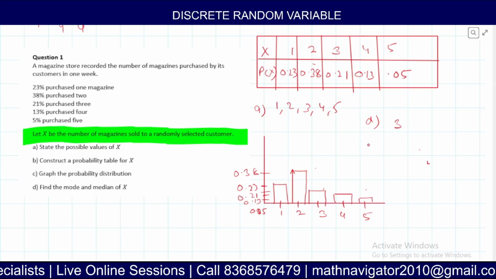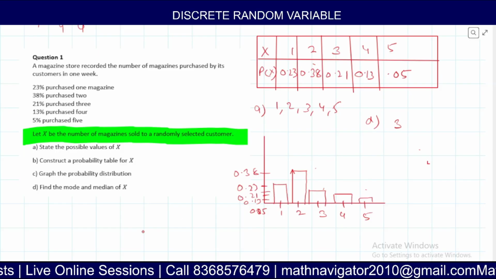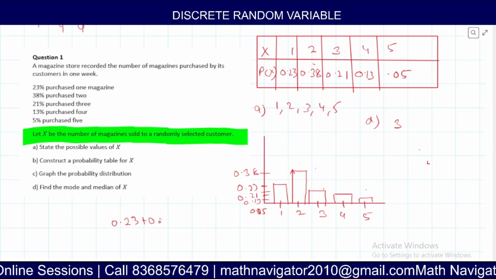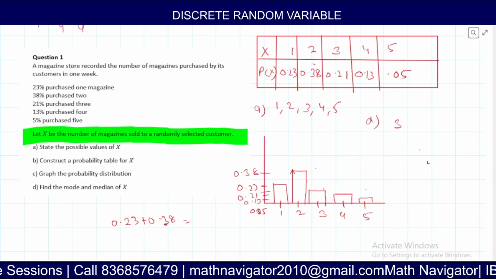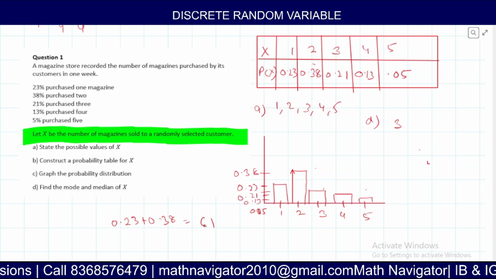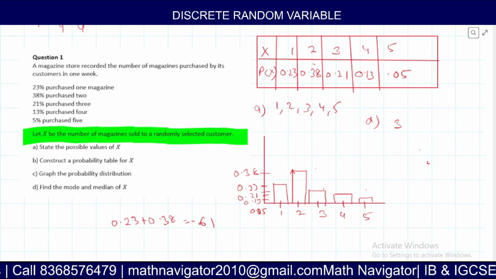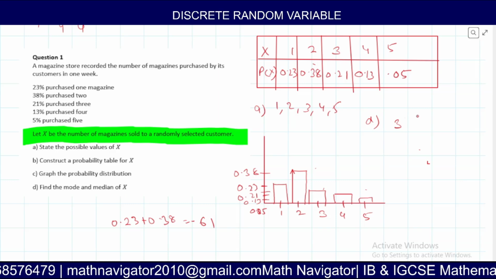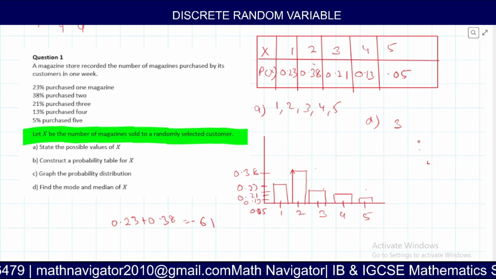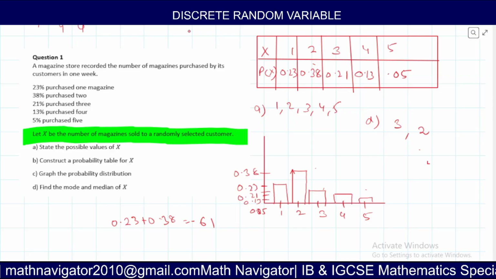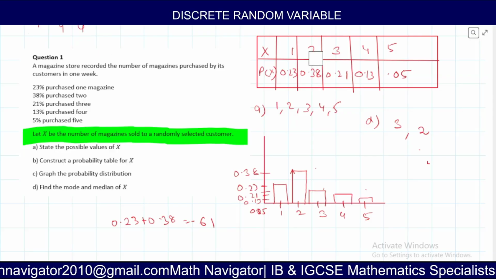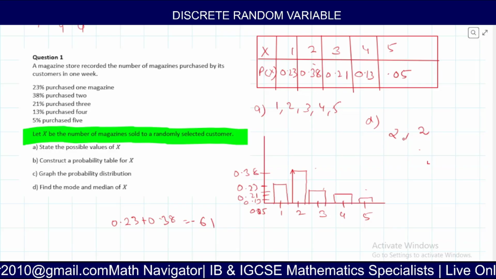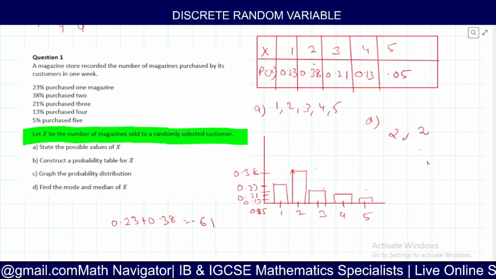And median is like the 50% of the data. So 0.23 plus 0.38. How much it is? 0.61. So 0.5 is less than this. So it lies in this thing. So my median is 2. I hope this is clear, right? Sorry, my mode is also 2 because the highest frequency is 0.38. Got it? So this is how you will solve these kind of questions.